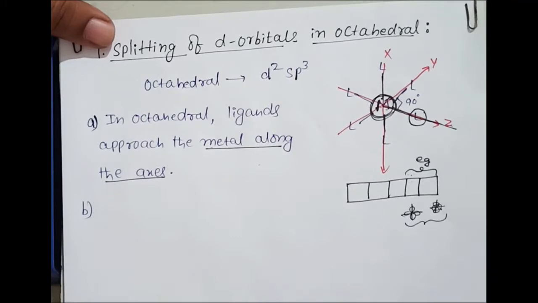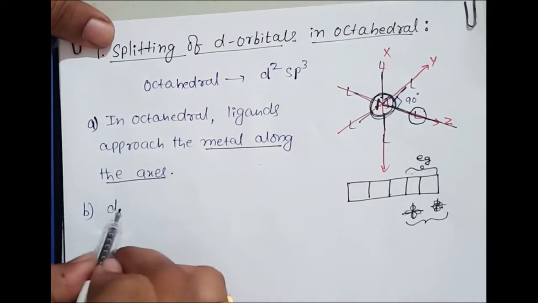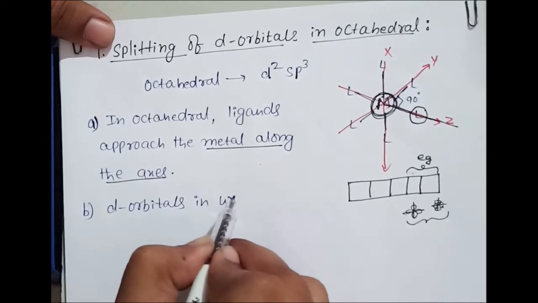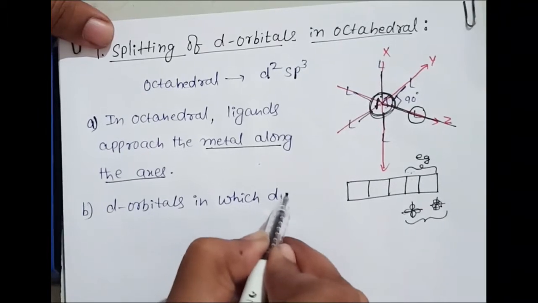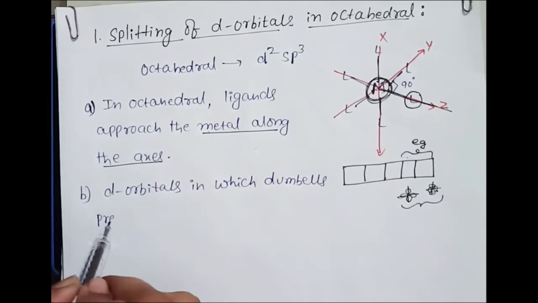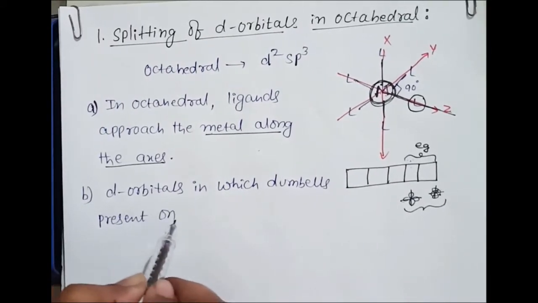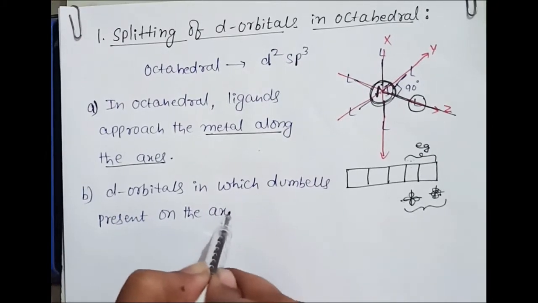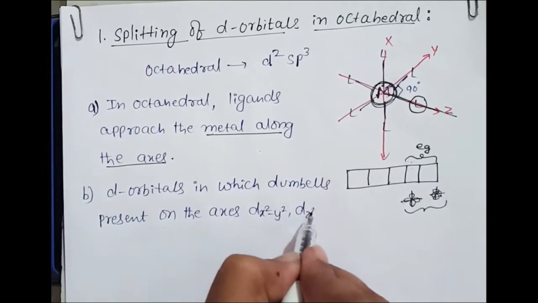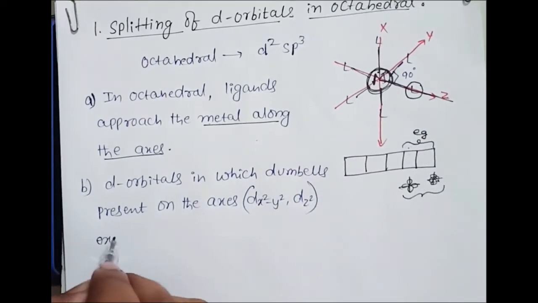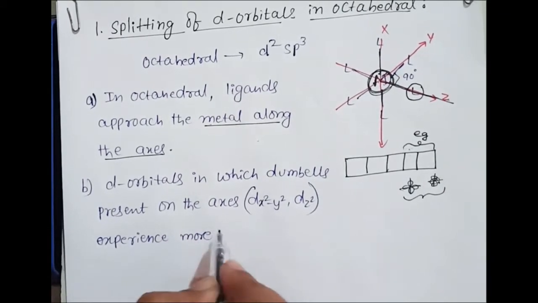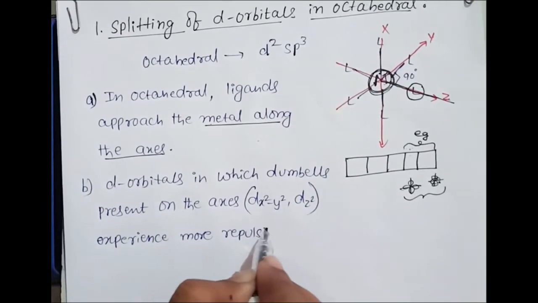Got it? I'll write here so that you will understand better. The d orbitals in which dumbbells, or you can say lobes, are present on the axis. What are those d orbitals? That is dx square minus y square as well as dz square. They experience more repulsions. These are very key points.